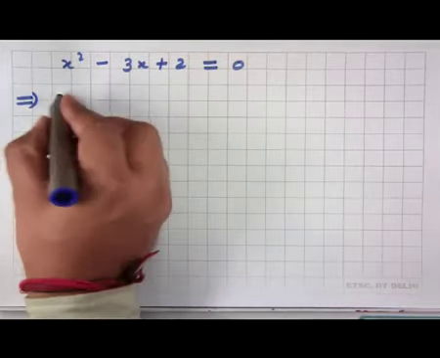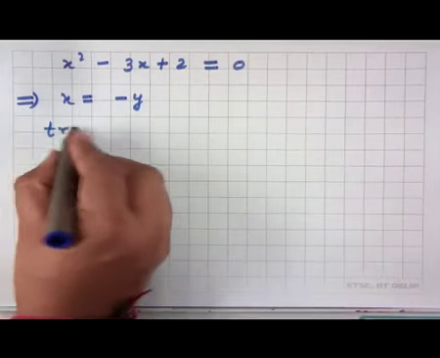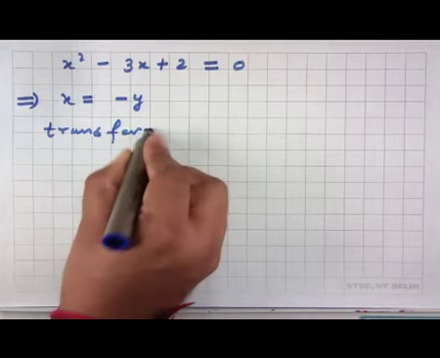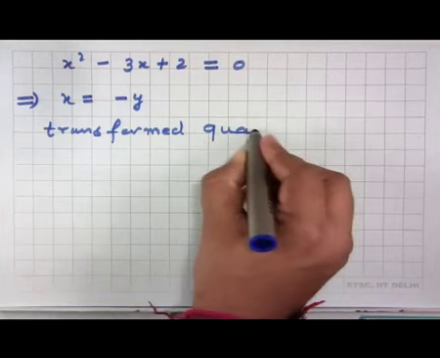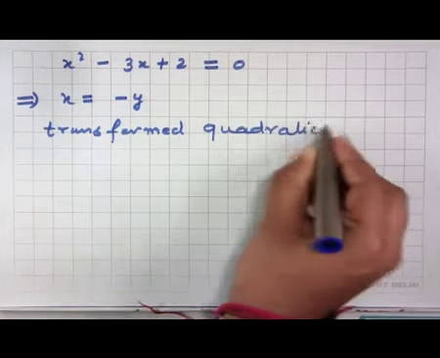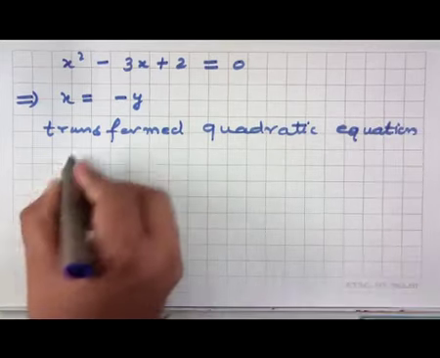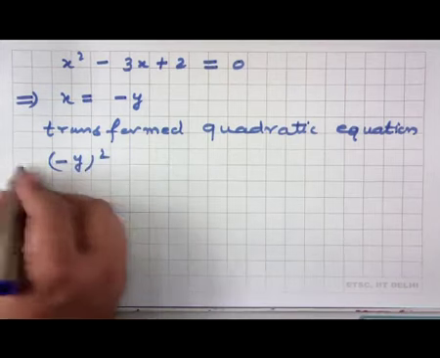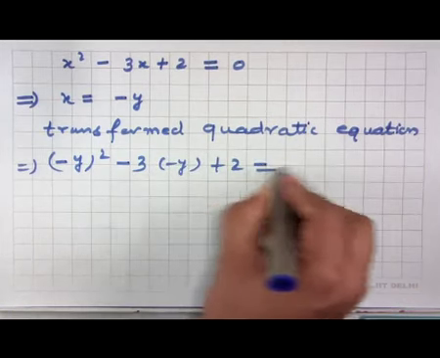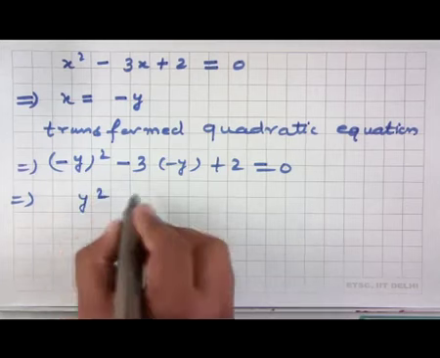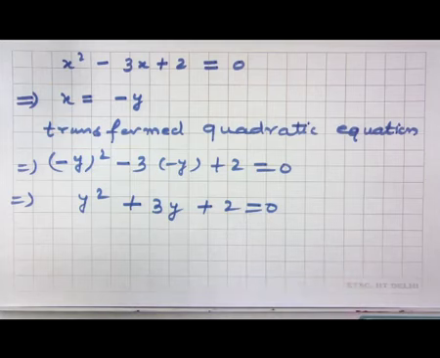Now, we shall put x equal minus y. Now, the transformed quadratic equation will be minus y to the whole square minus 3 of minus y plus 2 equal 0. Now, it will be y square plus 3y plus 2 equals 0. Now, we shall check the roots.